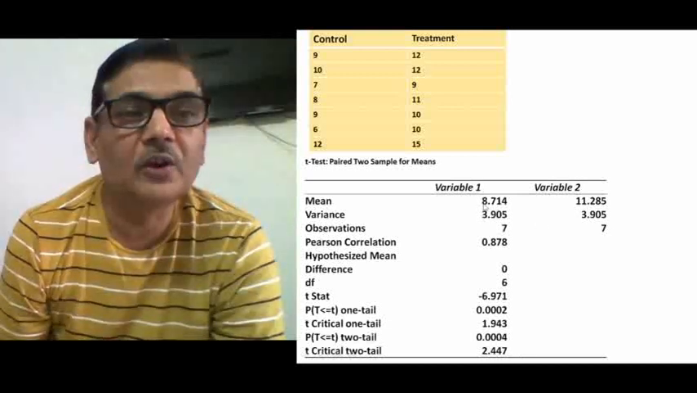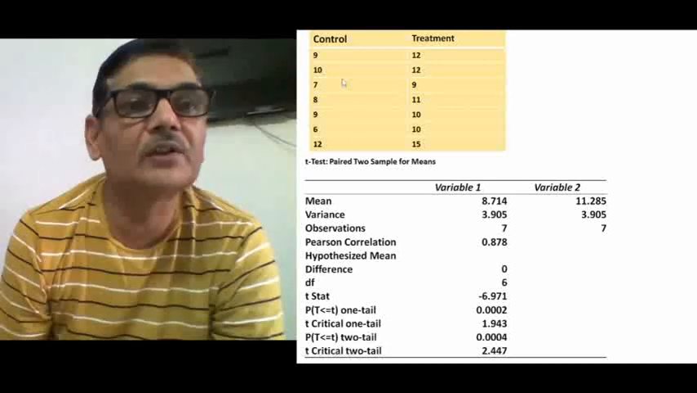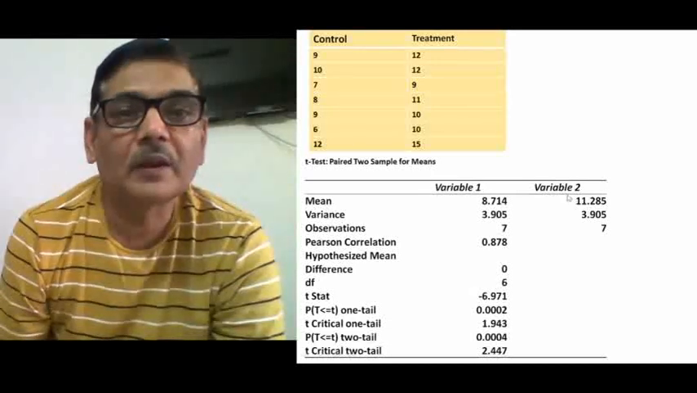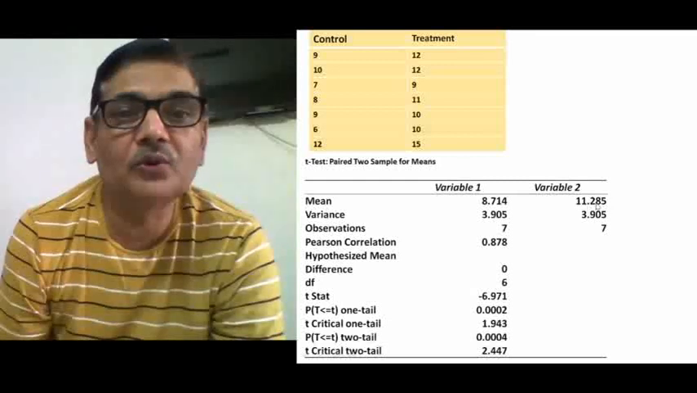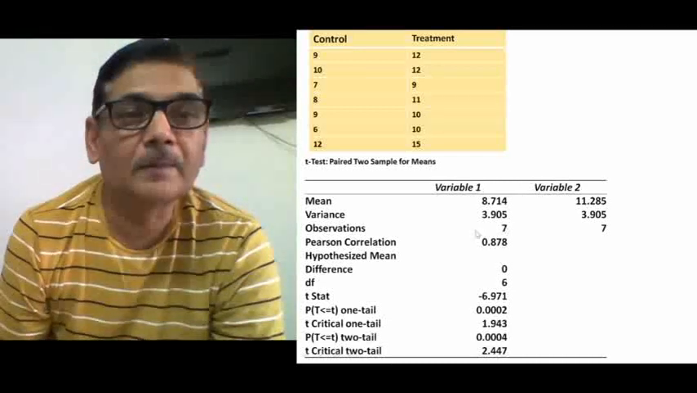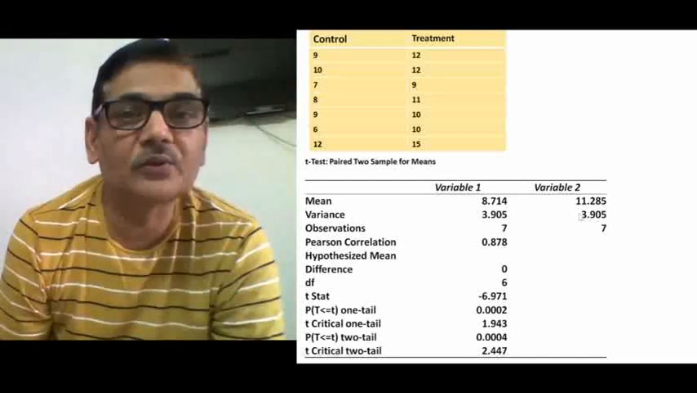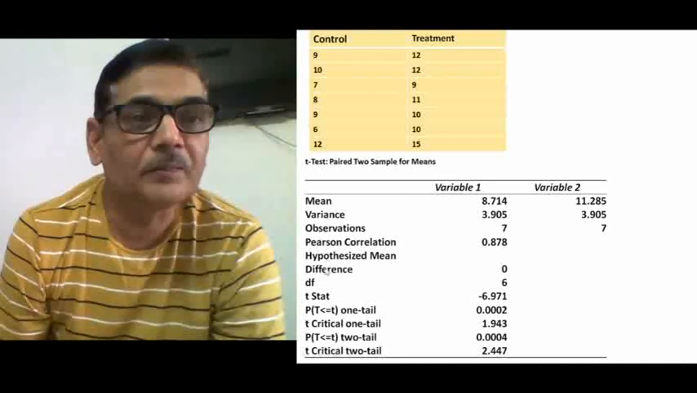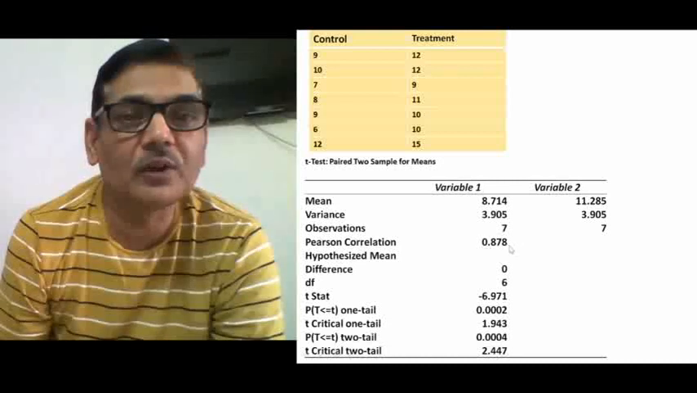See, the mean value of the first sample, that is control, is 8.7, and of the treatment is 11.285. So we want to know whether the difference exists between these two mean values. This is our purpose, and here variance values are also given for the two samples. Number of individuals analyzed are 7 in both conditions, and this will always be in the pair. And then the Pearson's correlation, this value is also given here. So if you are doing computer analysis, then this benefit is also there.